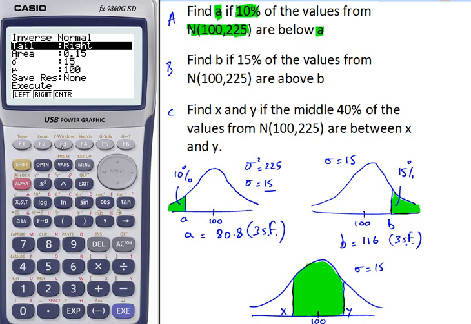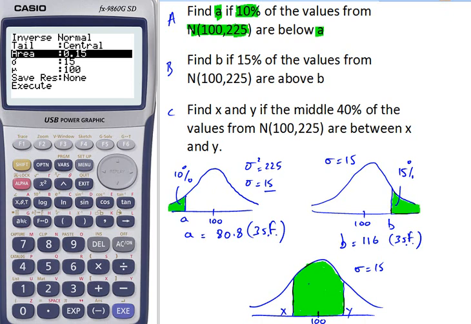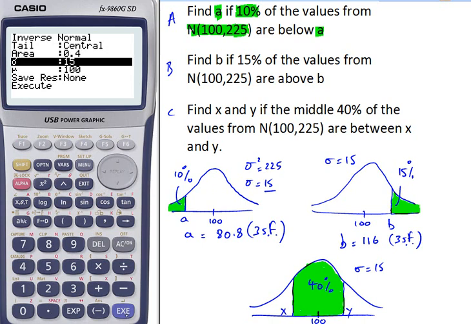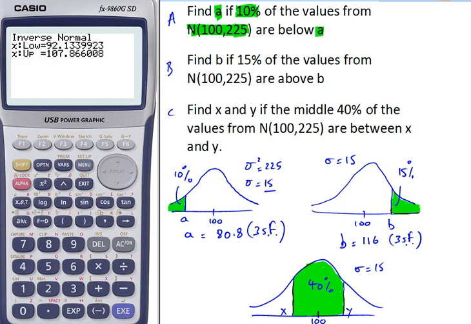So let's go back, exit. Clearly we're looking at the center, so we press F3. The area has changed, of course. What was 40% will be put in as 0.4, and of course the other values haven't changed. So press execute and we get our answers. X is the lower bit, which we expect to be under 100, and it is indeed 92.1, and Y is equal to 108. And that finishes the section on inverse normal probabilities.